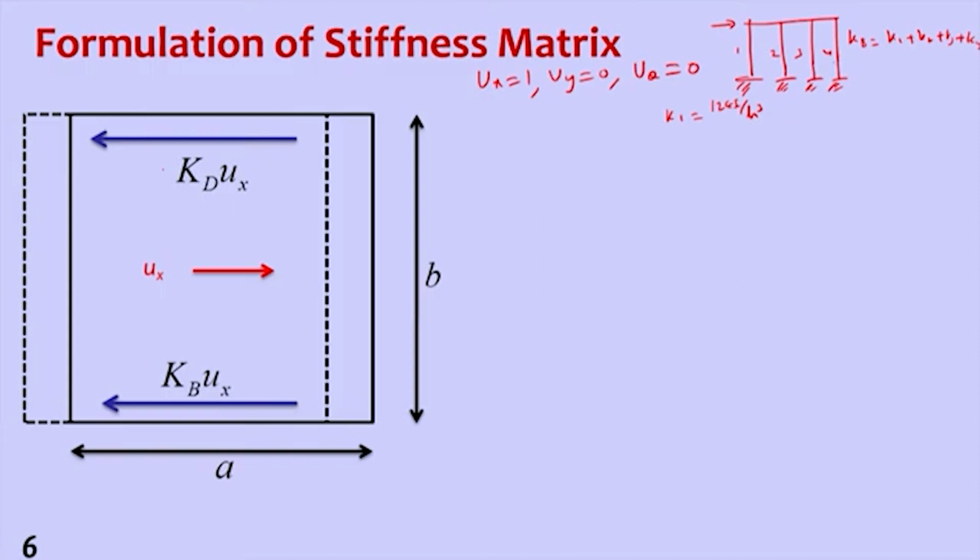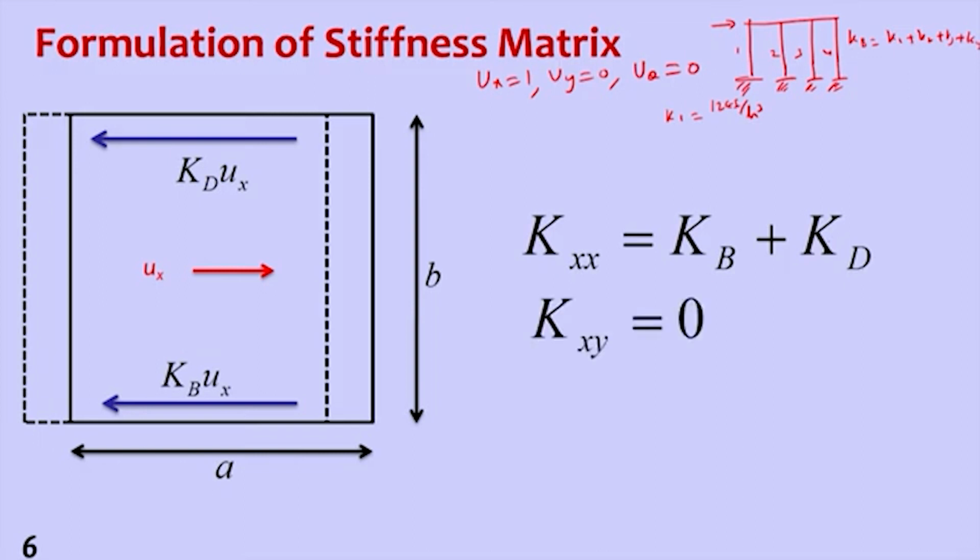Similarly Kd. So we are giving displacement ux in this direction, the right side direction, then the resisting force will be Kb and Kd together. So if this is unit displacement, then Kb plus Kd is the force. That Kxx force is nothing but Kb plus Kd. Then what is the force along y direction? Because there is no resistance in that direction, it is 0.